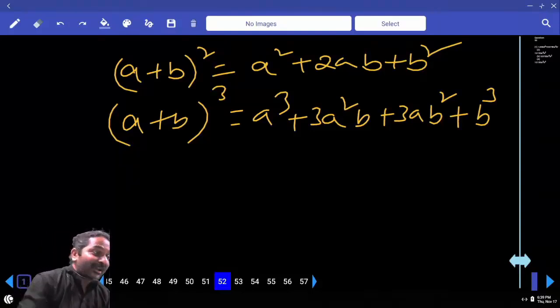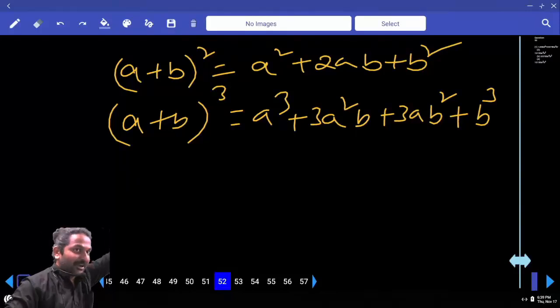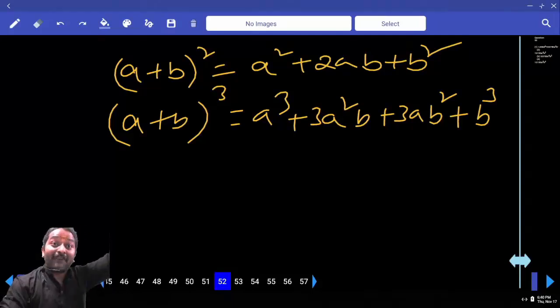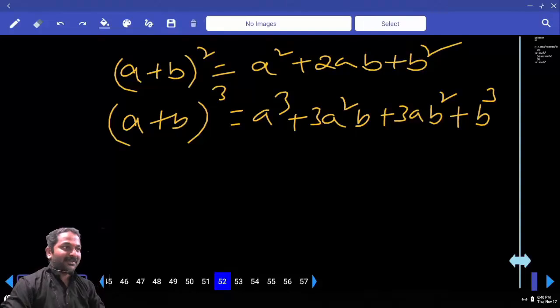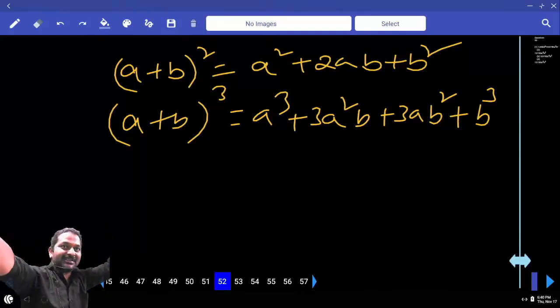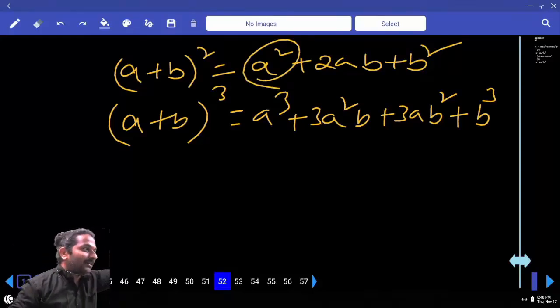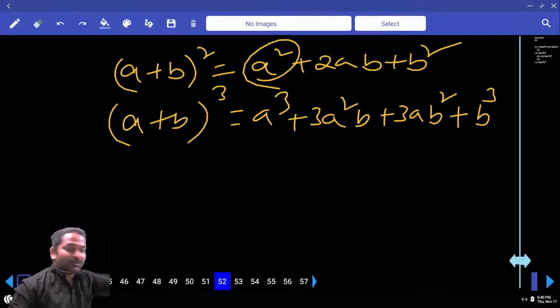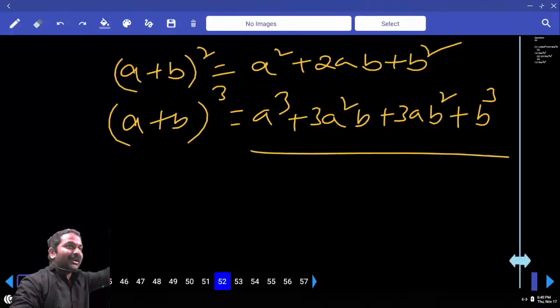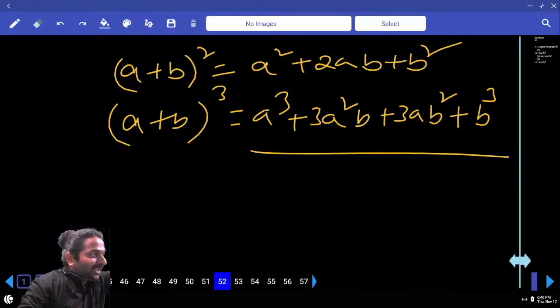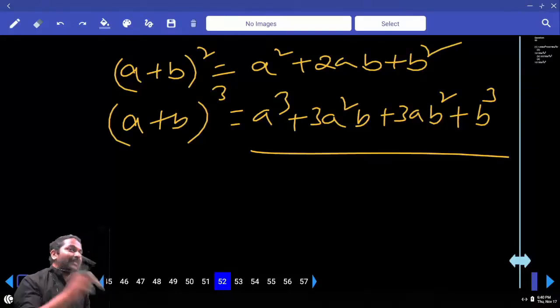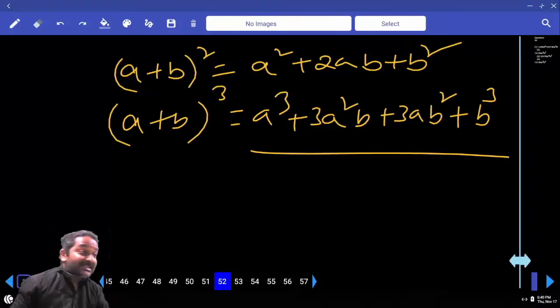What is our first variable? When you try to calculate the square, it starts with a to the power of 2, next term a to the power of 1, next term a to the power of 0. The first variable starts with the highest exponent and gradually decreases. The second variable starts with the least exponent and gradually increases. In the first term, b power 0, next b power 1, next b power 2. In the same way, in cubic format also, a cube, then a square, then a power 0. The other variable b starts with the least exponent: b power 0, b, b square, b cube. This is the right approach.